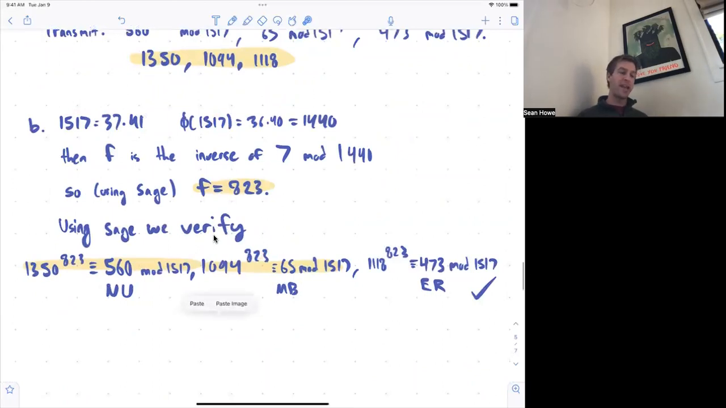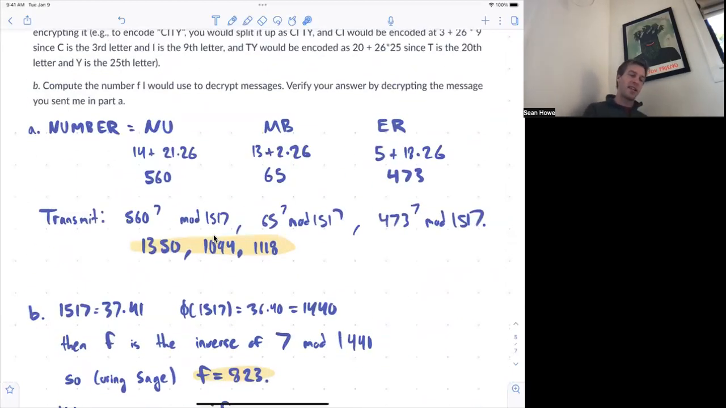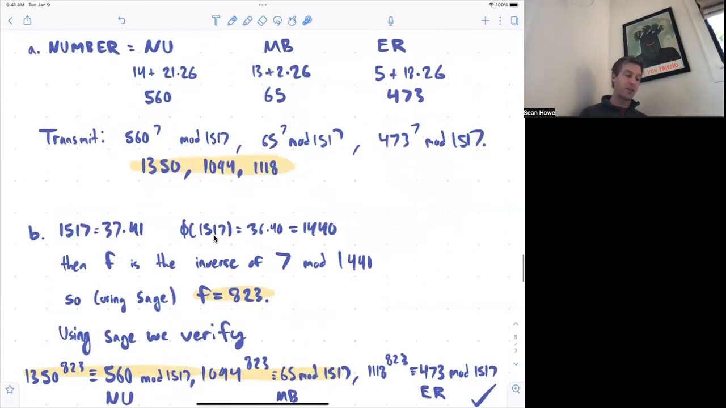To break it, to understand a problem like this, where I'm saying compute the number F, so somehow breaking the encryption, what that really means is you factor N. And once you have the factorization of N, you can do the same thing that the person receiving the messages would do when setting up their RSA public key. So you compute phi of N, and you compute the inverse of E mod phi of N. So that's how you do this type of problem.